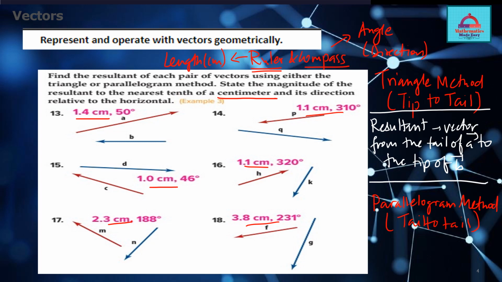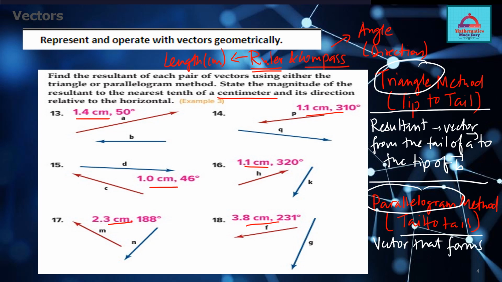This is for the triangle method. For the parallelogram method, you use the tail to tail method, where the resultant is the vector that forms the diagonal. So if you have the parallelogram sides represented by vectors A and B, then the diagonal will give you the resultant. So use that to get your answer.